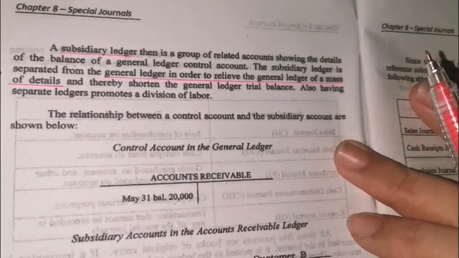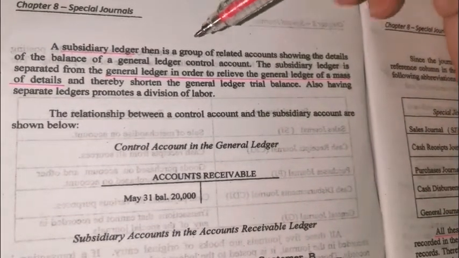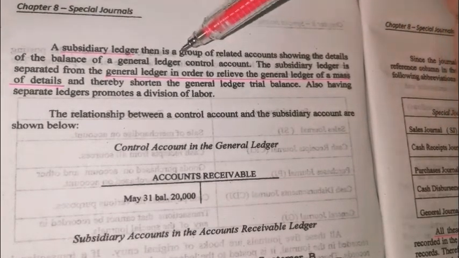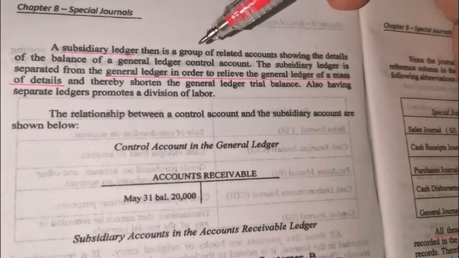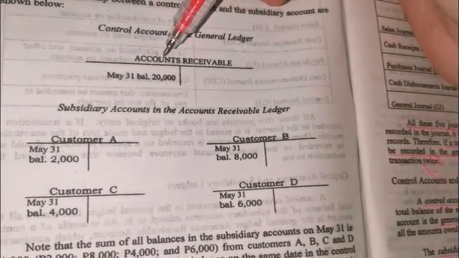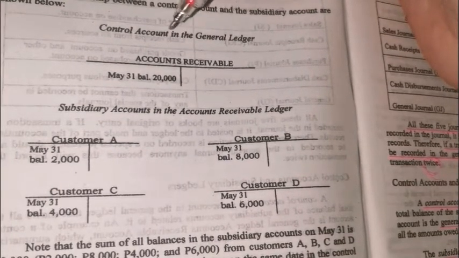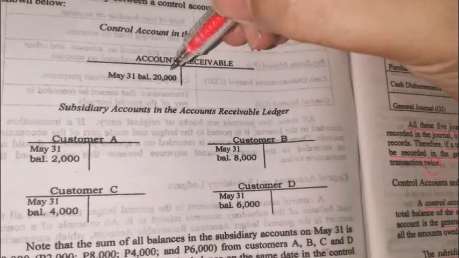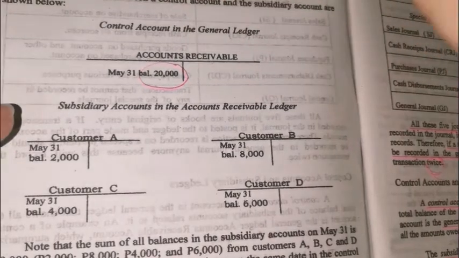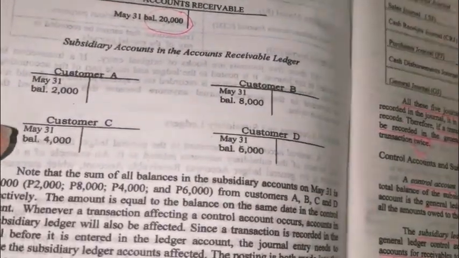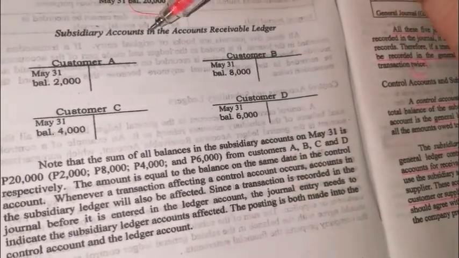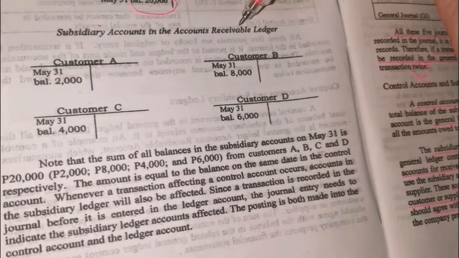So, we have here the subsidiary ledger. So, yun na nga, it is a group of related accounts showing the details of the balance of the general ledger control account. So, ito yung example. Ito yung accounts receivable. This is the control account in the general ledger. Napansin niyo meron siyang 20,000 na debit balance, 'di ba? Ngayon, saan galing yung 20,000 na yun? Dito yun, sa subsidiary account sa accounts receivable ledger.